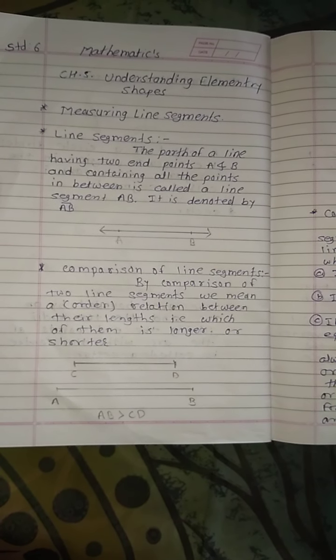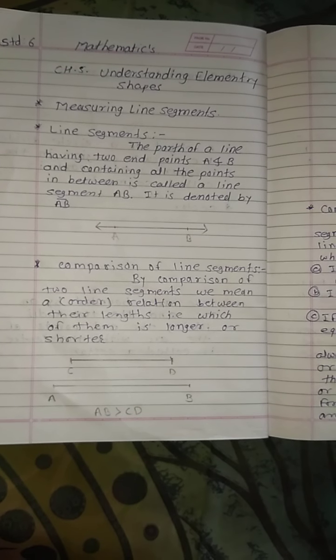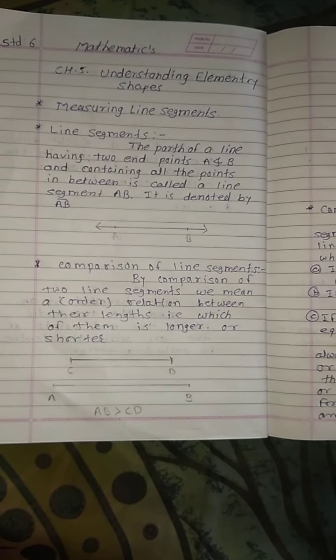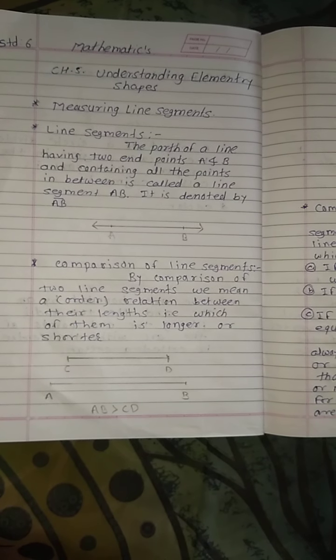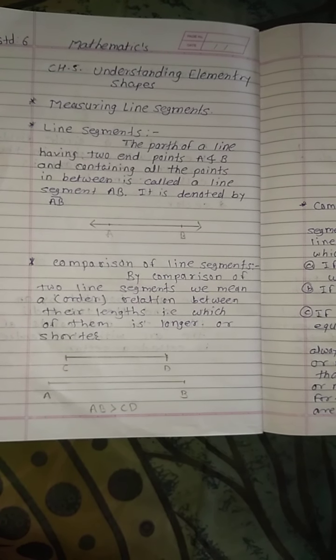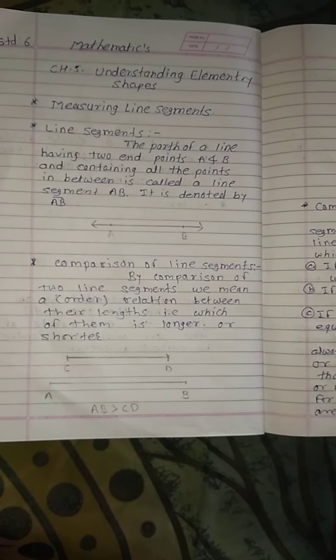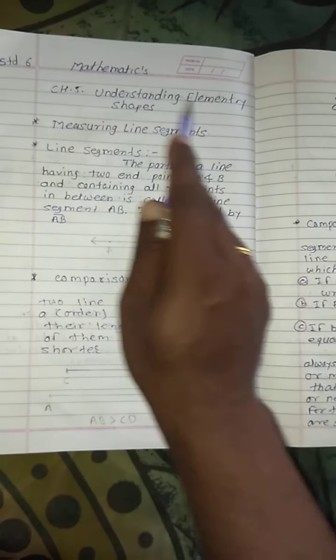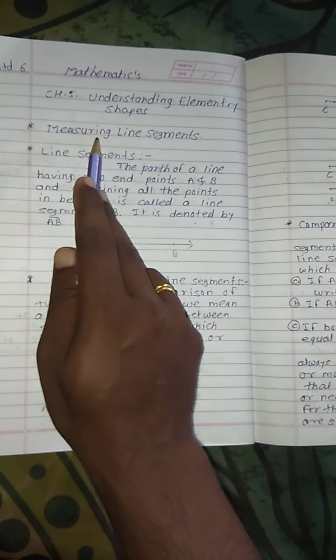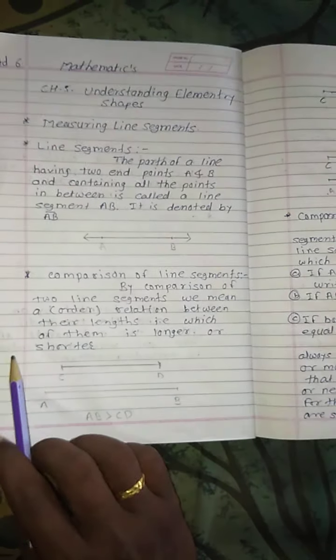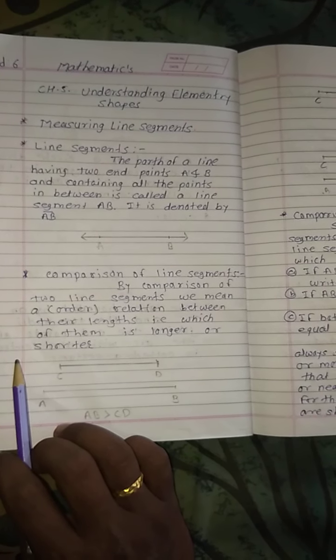Name of chapter: Understanding Elementary Shapes. Already we discussed circle, radius and all those things. Now we are moving toward the next part, which is related to geometry, in understanding elementary shapes, in which we will discuss measuring the line segment. Already we know line segment from the previous chapter.